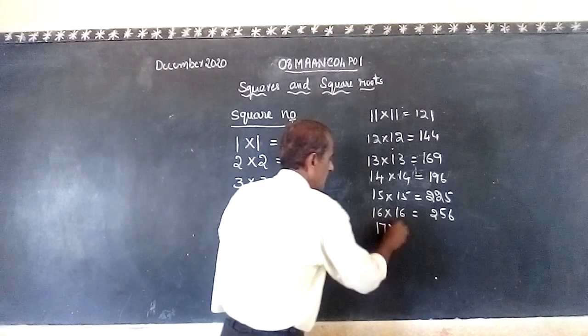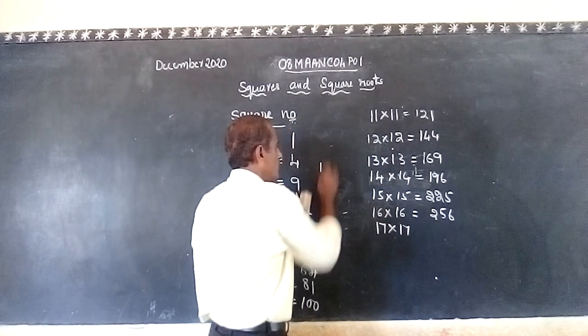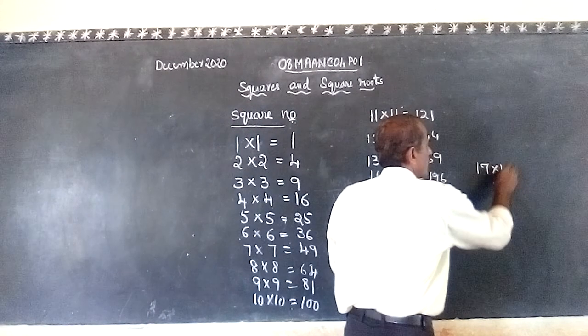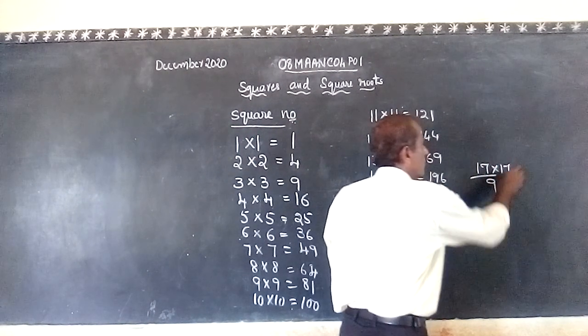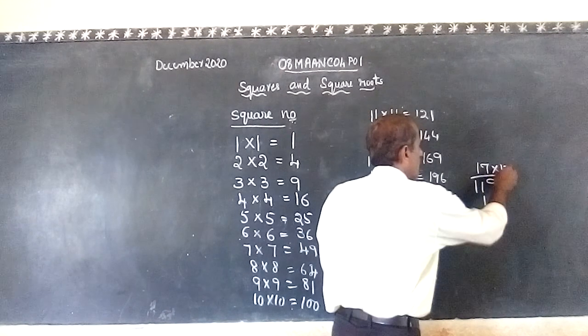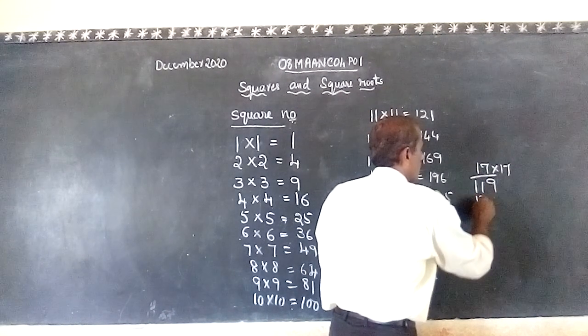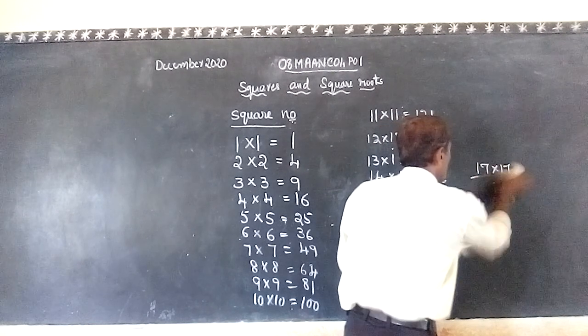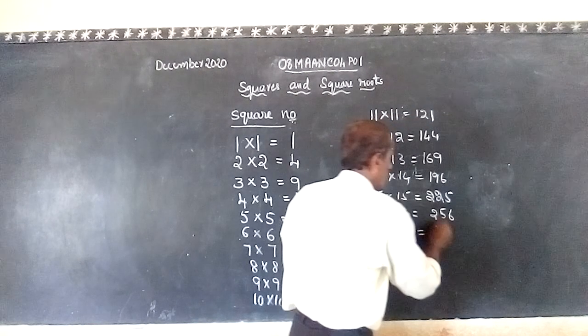17 into 17, how much? 7 sevens are 49. 4 7s are 7 plus 4, 11, and 1 seven is 7. 1 one is 1. So total 289. So 17 into 17 is equal to 289.